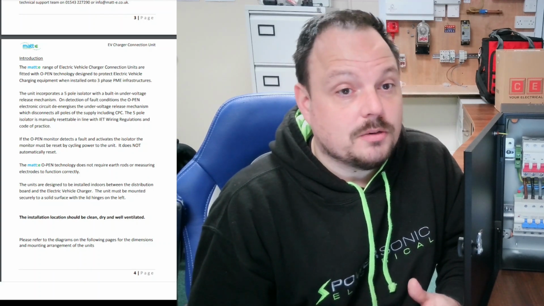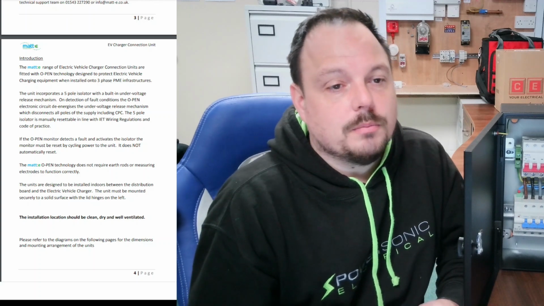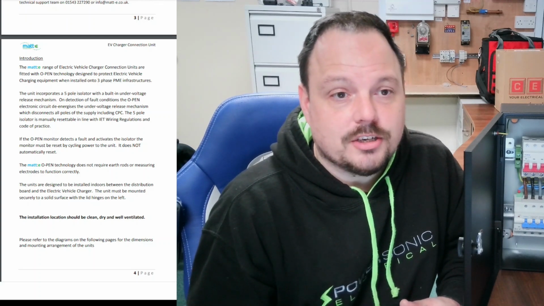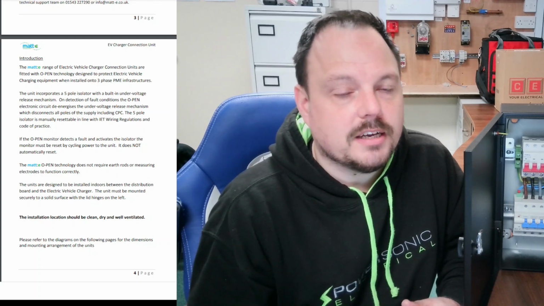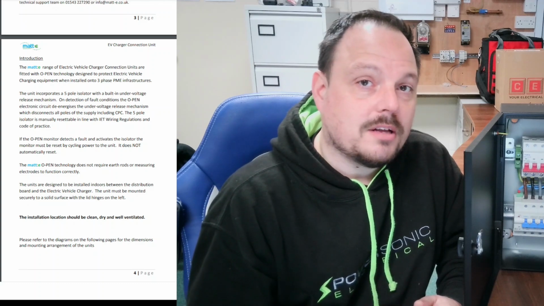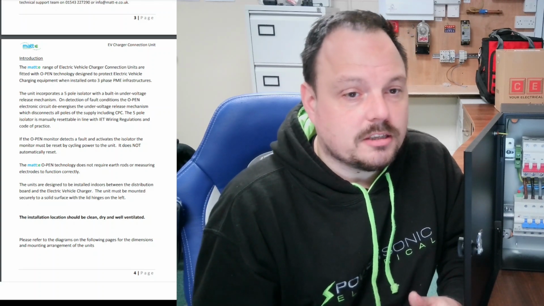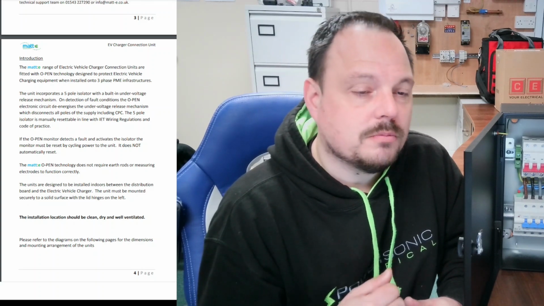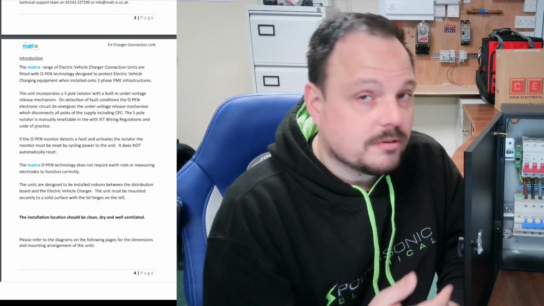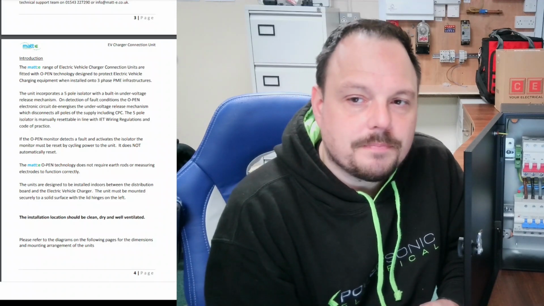I've not actually seen one in the flesh myself as yet, but it still doesn't reset any of the earth fault leakage or overcurrent faults that may have occurred. It's just when a pen fault is now removed from the supply to that piece of equipment, it will automatically reset. This one doesn't do any of that. If something has gone wrong somewhere in the installation leading up to this and something's operated, you need to manually reset it.